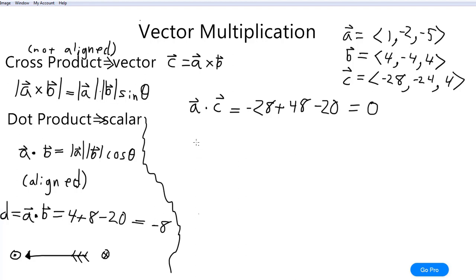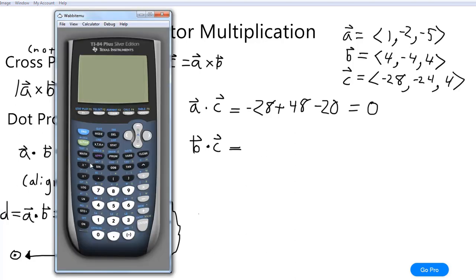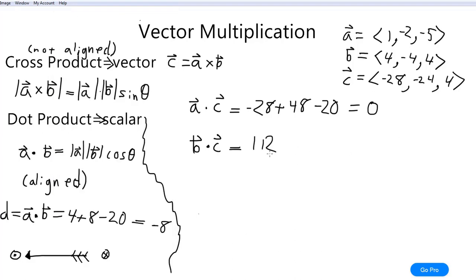Anyways, if we do B dotted with C, then we should get 0 again. That's if we did the cross product right, and it's looking like it is. If we didn't get 0, then there would be serious problems. So it's going to be 4 times 28. I'm going to bust out the calculator for this. So 4 times 28 is 112, but it's negative because it's negative 28.